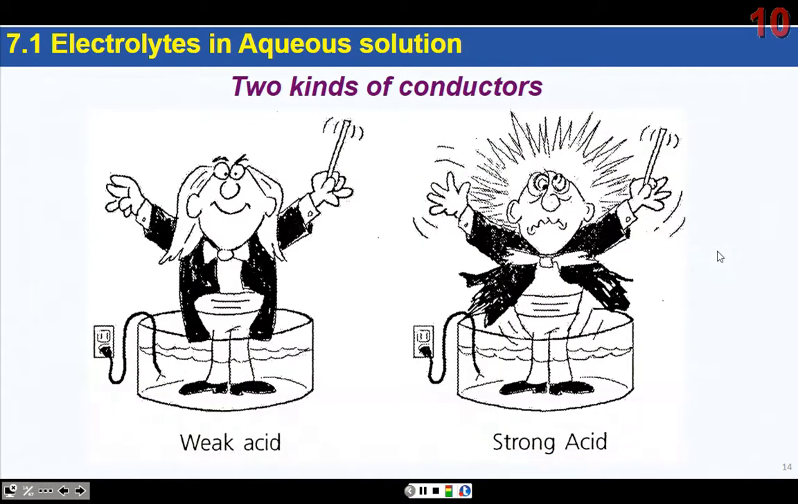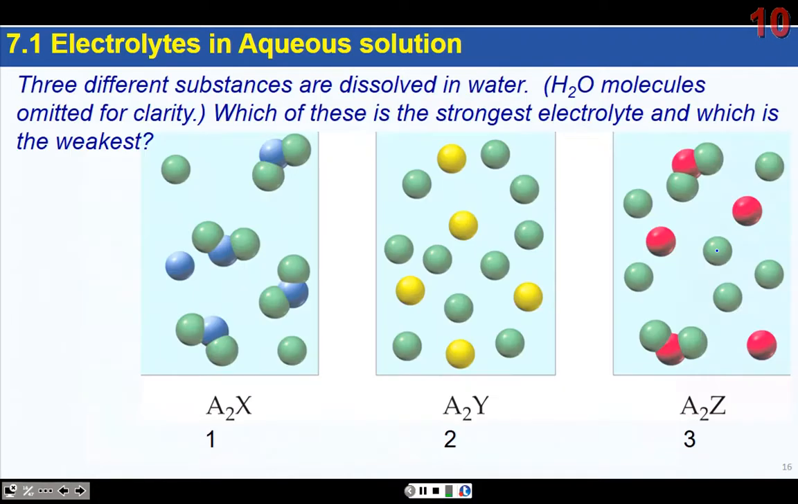So if you have two kinds of conductors, they're either weak conductors or strong conductors, good conductors or poor conductors. So a weak acid is a lousy conductor, and a strong acid is a really good conductor. Maybe sometimes cartoons help us. We like a little humor. All right, but visual representations of these things are always helpful, and they may not be your favorite thing, but let's try them. This example shows ions of things dissolved in water.